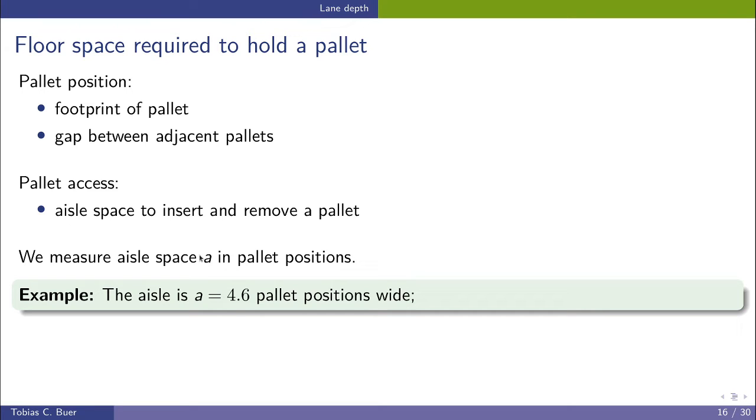And for this lecture, we now want to measure the aisle space, the space between two opposing racks, between two opposing lanes, as A, and A is measured in pallet positions. So for example, we say the aisle is A equals 4.6 pallet positions wide. So between two opposing lanes there is a space equal to 4.6 pallet positions. This is reserved for the aisle and for maneuvering with the forklift.